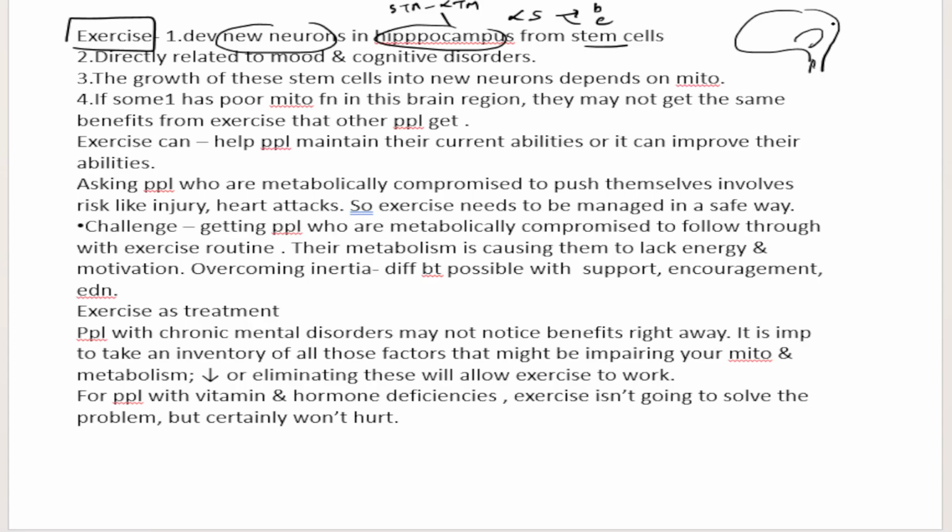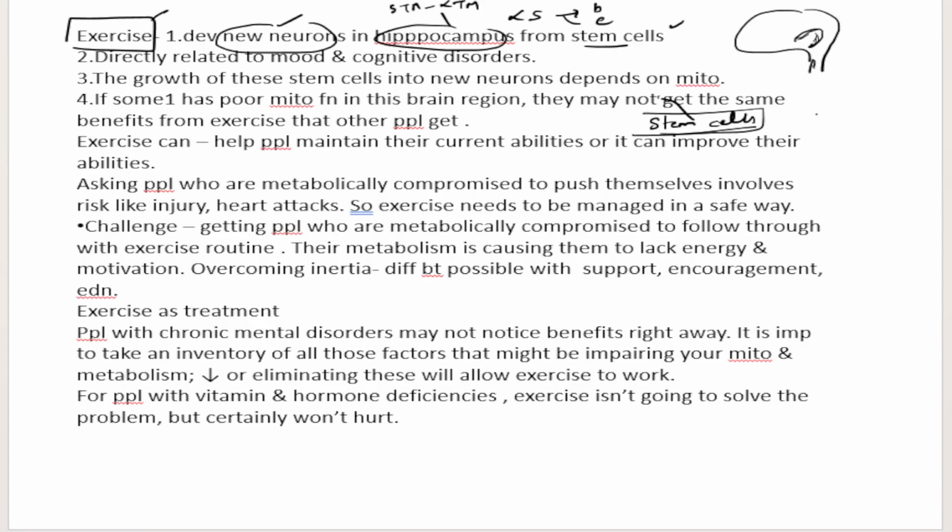Now physical activity develops new neurons in the hippocampus from stem cells. Stem cells are the cells from which the cells constituting all other organs in the body can be made. So stem cells can be converted into other types of cells. So when we perform physical activity, it leads to the development of new neurons in the hippocampus from the stem cells. The development of new neurons will promote neuroplasticity, and it will improve our cognitive function.